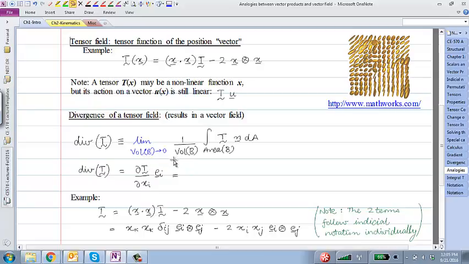Let's see, what else do I want to say here? In terms of components, what it looks like is you take the partial derivative of t with respect to xi out here. So for example, I have this as the tensor definition. We'll do that as an example.